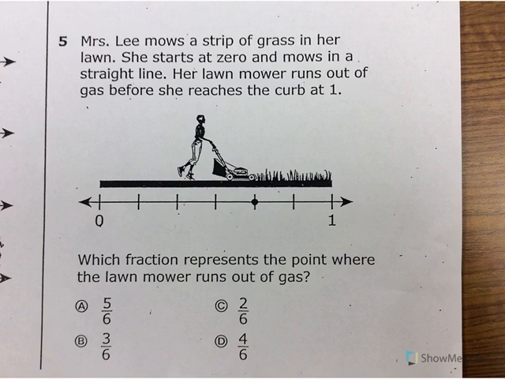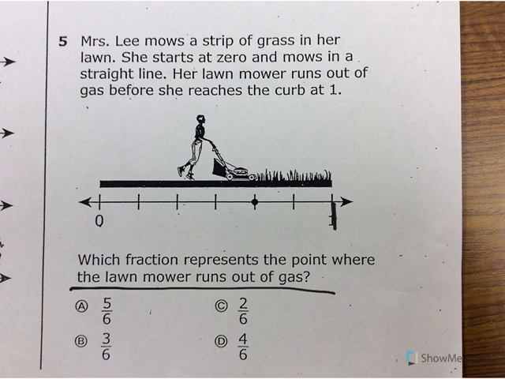Okay, question number 5. Mrs. Lee mows a strip of grass in her lawn. She starts at 0 and mows in a straight line. Her lawnmower runs out of gas before she reaches the curb at 1. So this is the curb at 1 right there. Which fraction represents the point where the lawnmower runs out of gas? So we need to make sure we answer this. Let's go ahead and label our points on our number line.